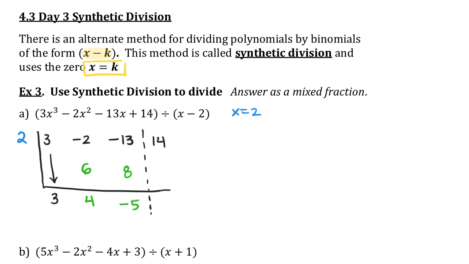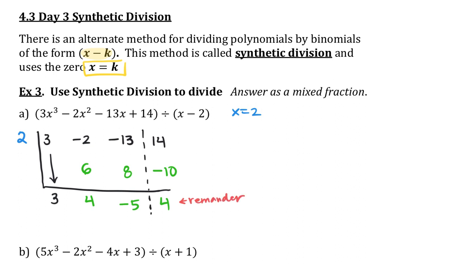Now I'm going to repeat again. This times this goes here. So 2 times negative 5 is negative 10. Then I add down. 14 minus 10 is 4. I told you I like to use the dash line to indicate my remainder. So this is my remainder here.